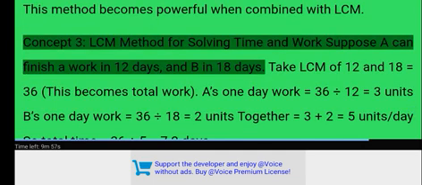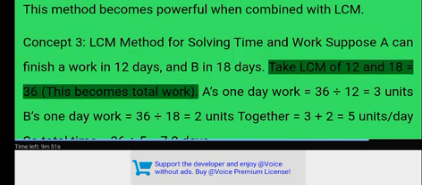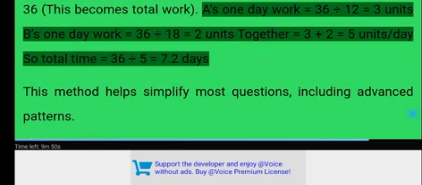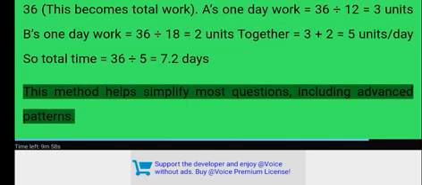Concept 3: LCM method for solving time and work. Suppose A can finish a work in 12 days, and B in 18 days. Take LCM of 12 and 18 equals 36, this becomes total work. A's 1 day work equals 36 divided by 12 equals 3 units, B's 1 day work equals 36 divided by 18 equals 2 units. Together equals 3 plus 2 equals 5 units per day, so total time equals 36 divided by 5 equals 7.2 days. This method helps simplify most questions, including advanced patterns.